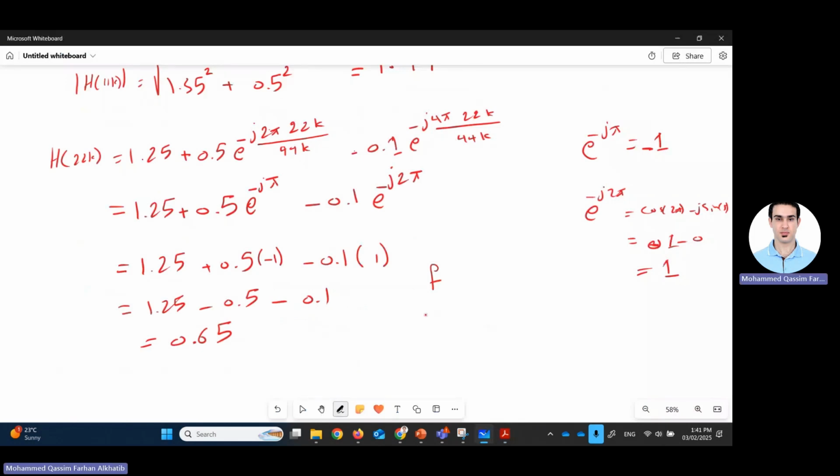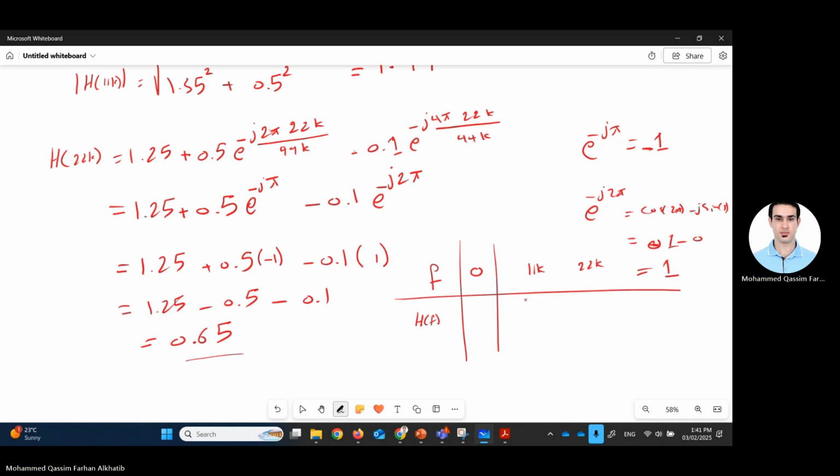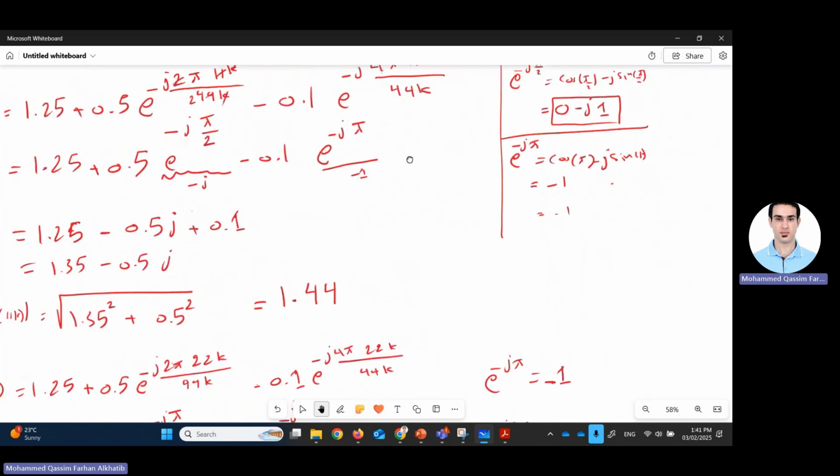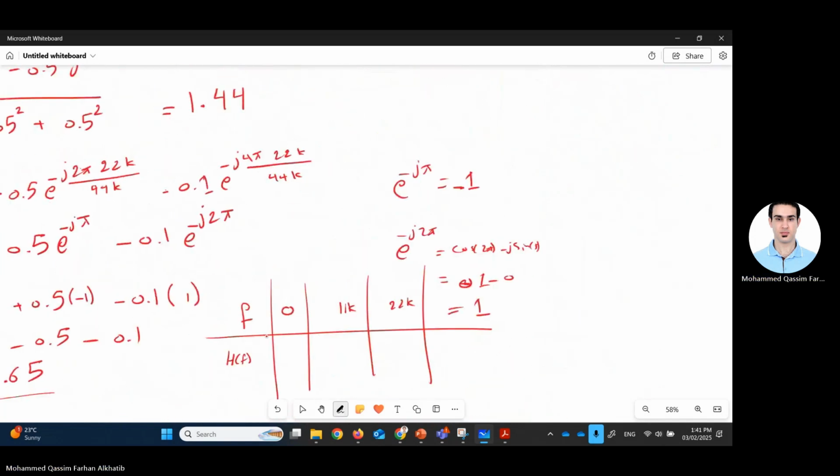That's F and H of F. And by the way, this one, the gain will be 0.65. I'll have to do the calculation for that. So at 0, at 11K, at 22K. So at 0, what was the gain? 1.65, I believe. 1.65. At 11K, 1.44. At 22K, 0.65.